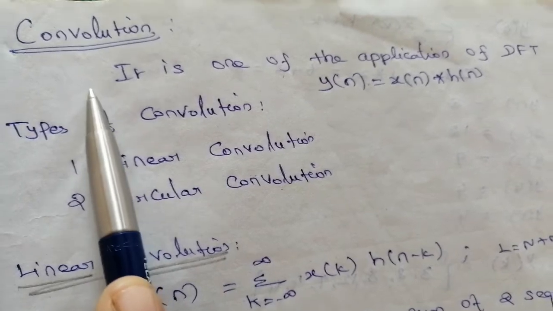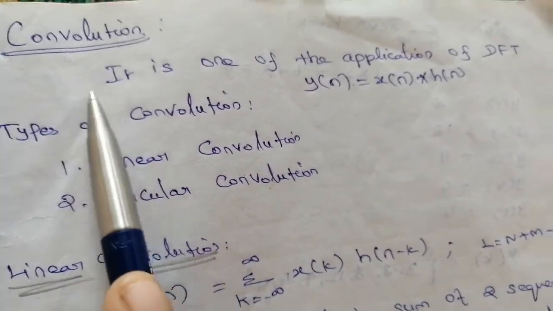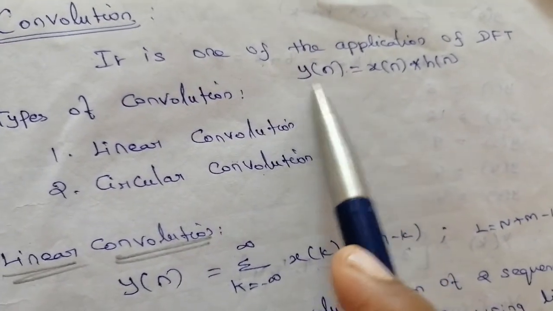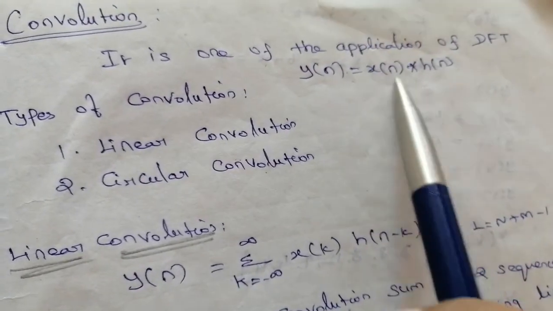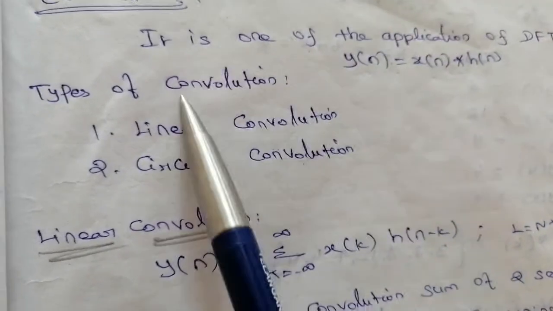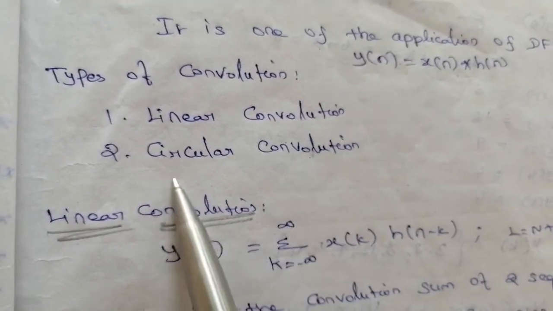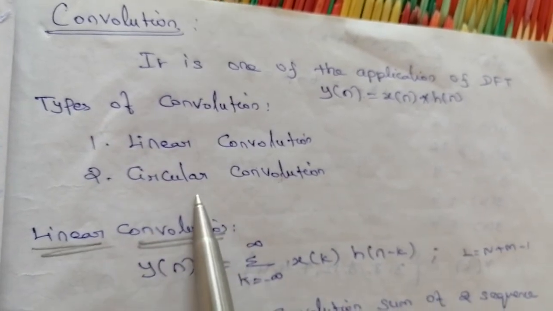So convolution is nothing but the multiplication of two sequences. Already we know this topic. It is one of the applications of DFT, that is y of n, where the two input sequences are multiplied, which is called convolution. There are two types of convolution, linear convolution and circular convolution. Already we have seen the properties of DFT, that is the convolution properties.